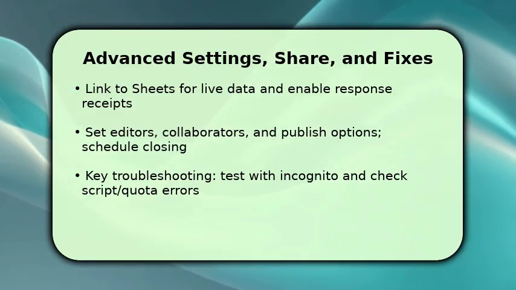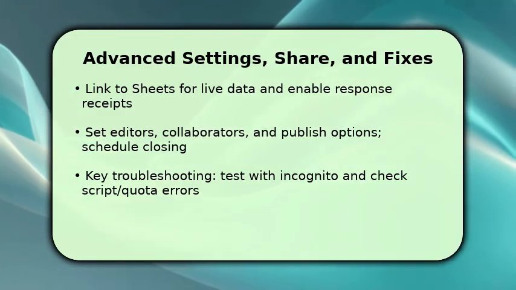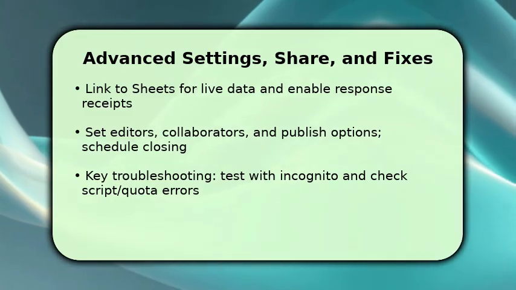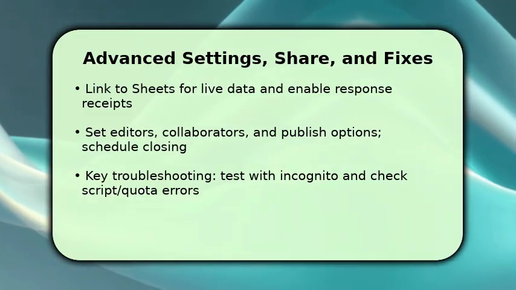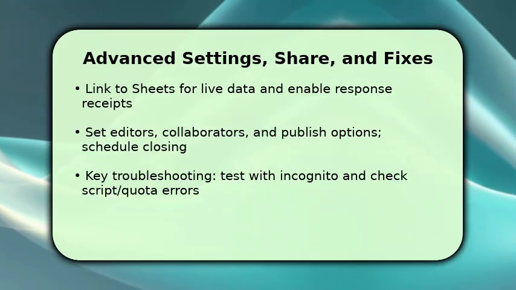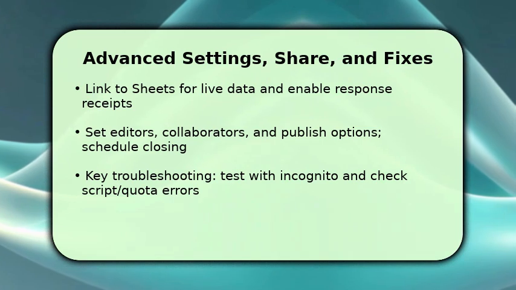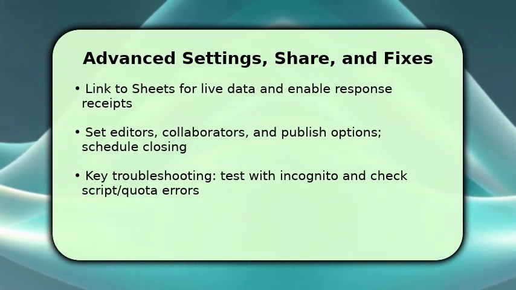Once published, test the full response path yourself. If something breaks, test in an incognito window and inspect any app script or quota errors. Often it's permissions, misset branching, or a cached preview. Make sure to adjust sharing and retest after fixes to confirm resolution.